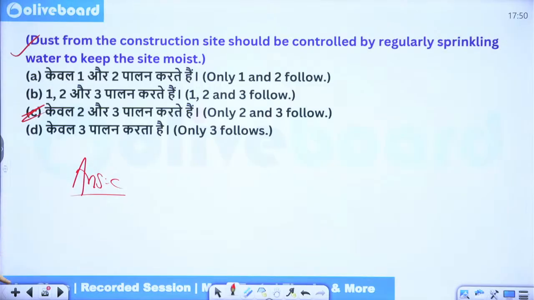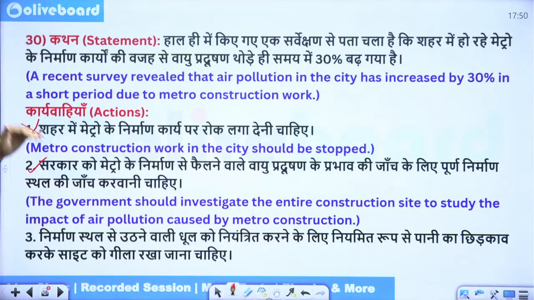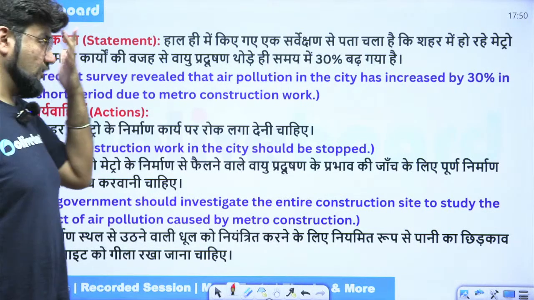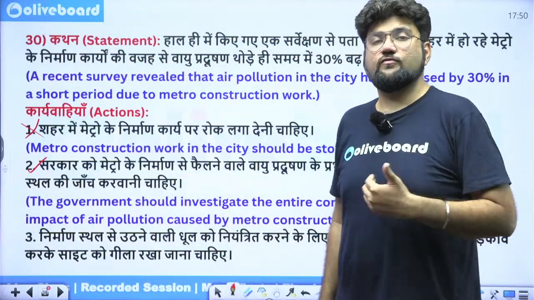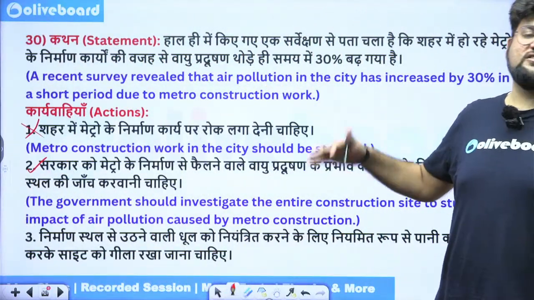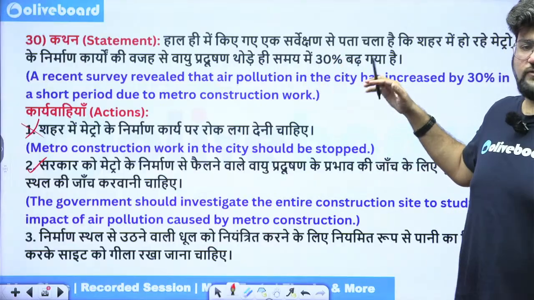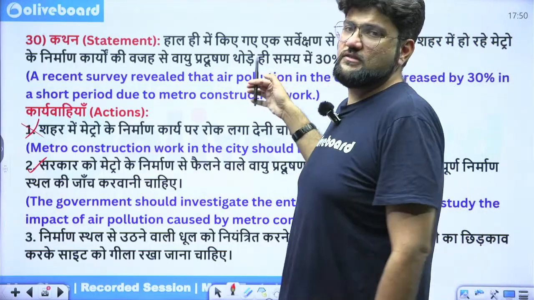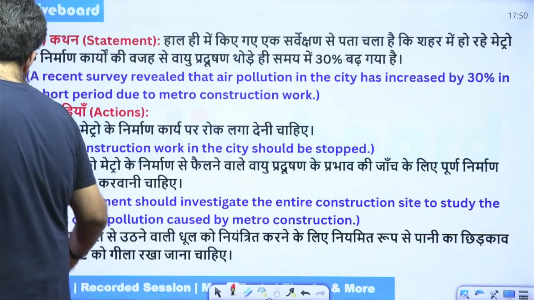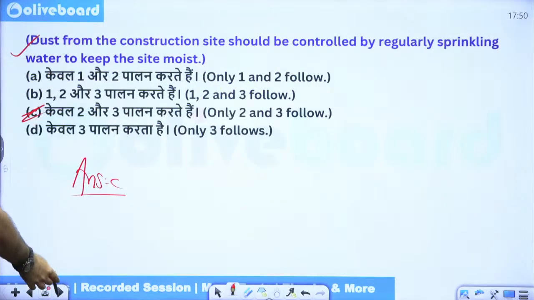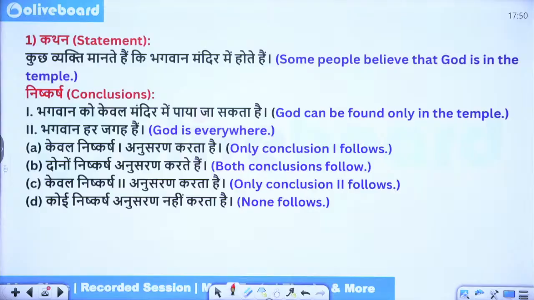Otherwise, don't draw a parallel to real life. Even in real life, if you're not aware, even under the GRAP 4 curbs, a lot of government-based construction is still allowed. Metros, projects, emergency services, hospitals, anything of that sort being constructed is still allowed. Understood? Next question, of conclusion.